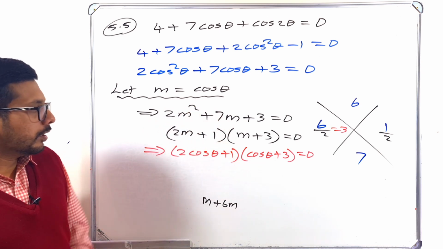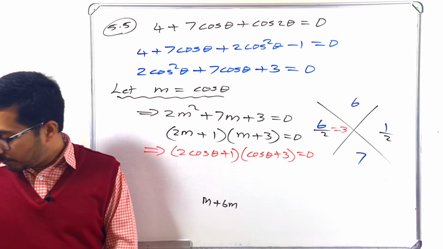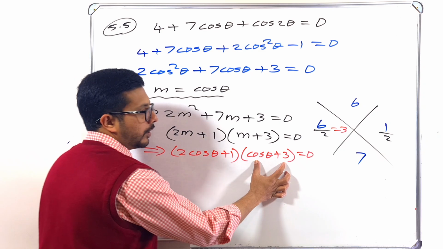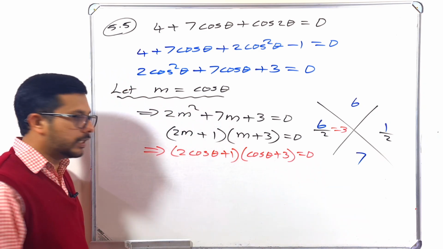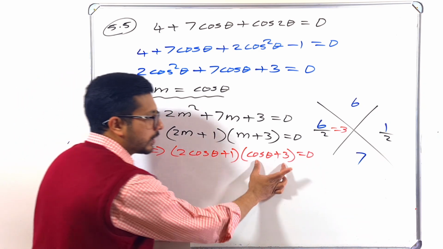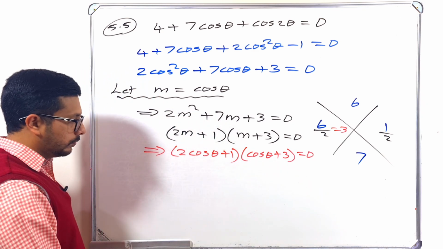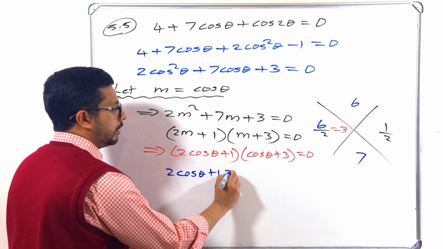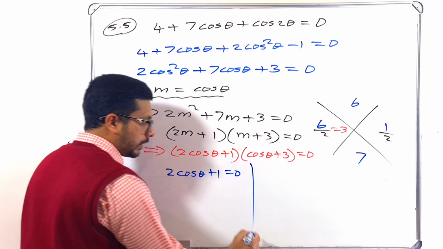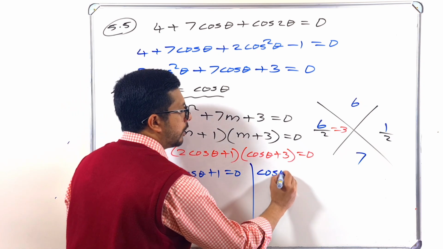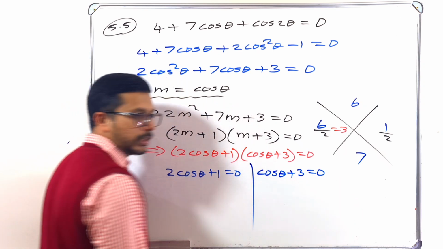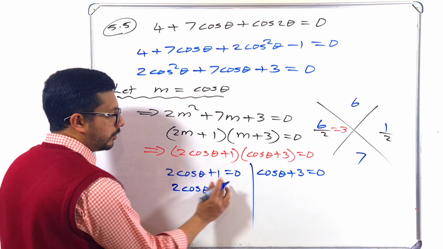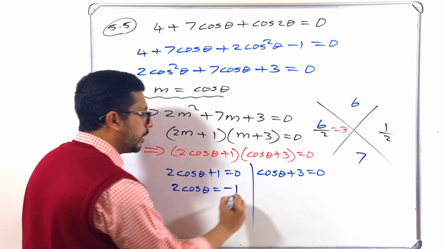Now what about here? Here we can see that two quantities are multiplied and the answer is 0. It means that either the first one is 0 or the second one is 0. So 2 cos theta plus 1 is equal to 0, or the second one is 0, that is cos theta plus 3 is equal to 0. So from here, 2 cos theta is equal to, take this 1 to the other side, so it is minus 1.